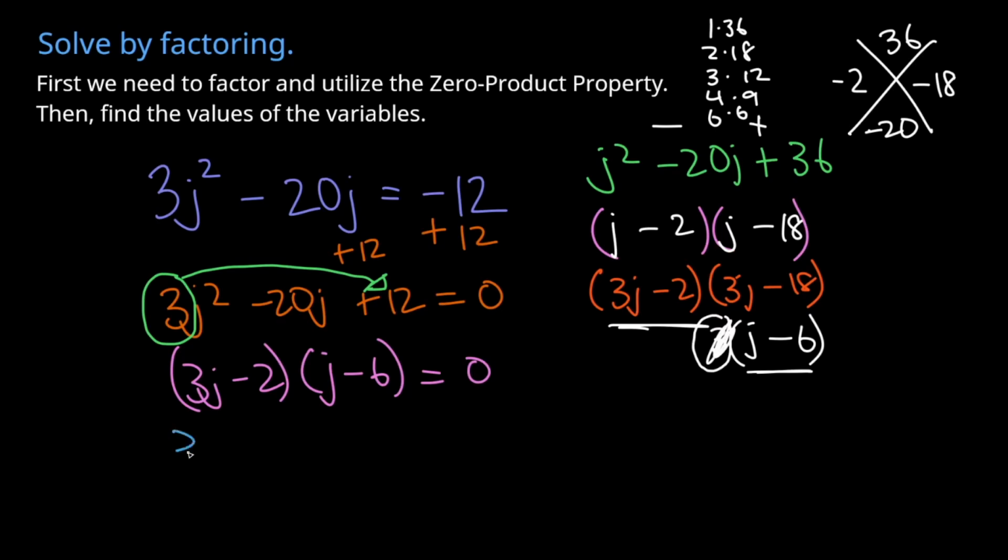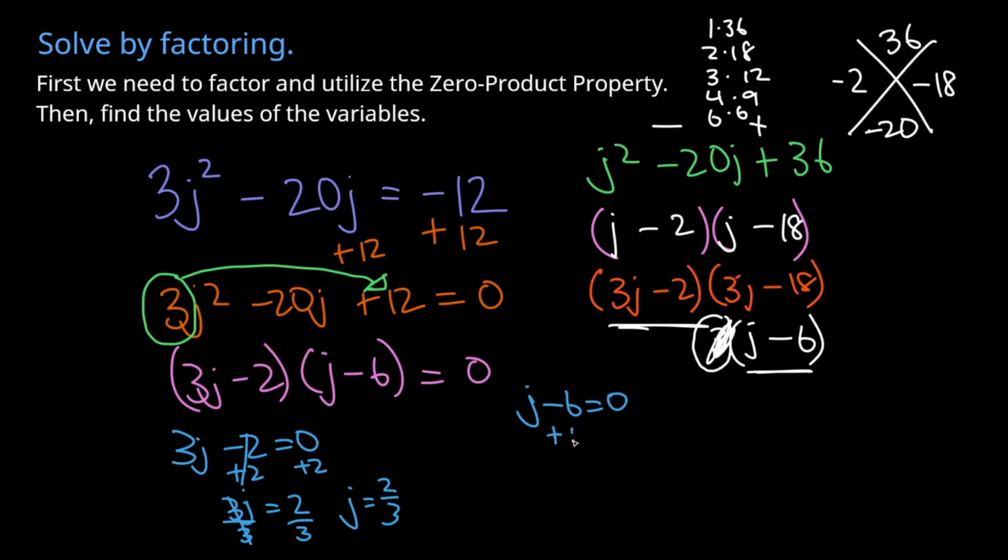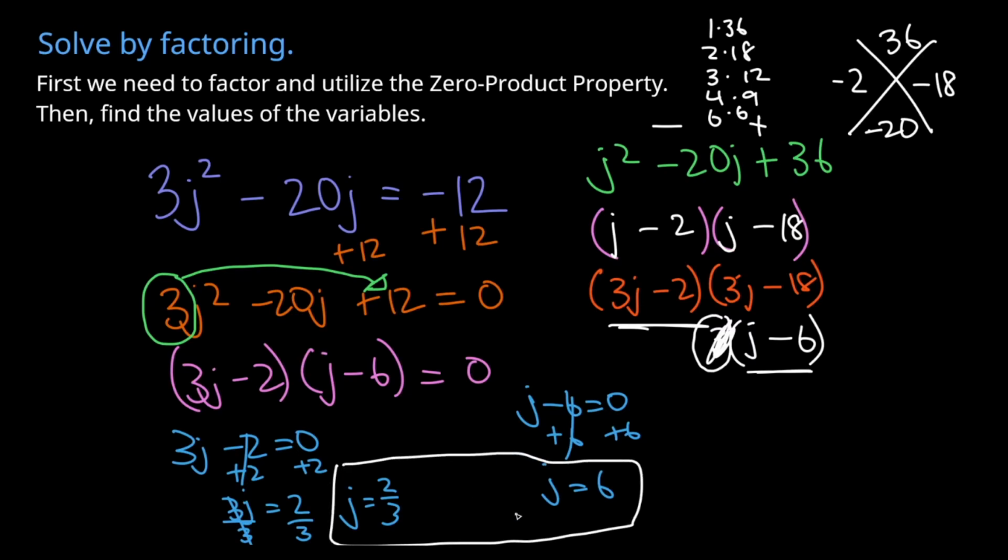So we set this equal to 0. 3j minus 2 equals 0. Add 2. We have 3j equals 2. We want to get j by itself, so let's divide by 3 and scoot it over here. So we get j equals 2/3. We'll move this one over just a little bit. We have j minus 6 equals 0. Add 6 to both sides. j equals 6. So our solution to this problem is j equals 2/3 and j equals 6.